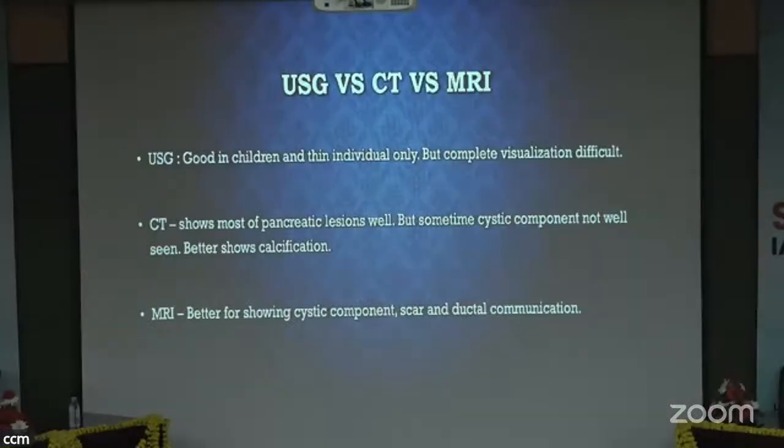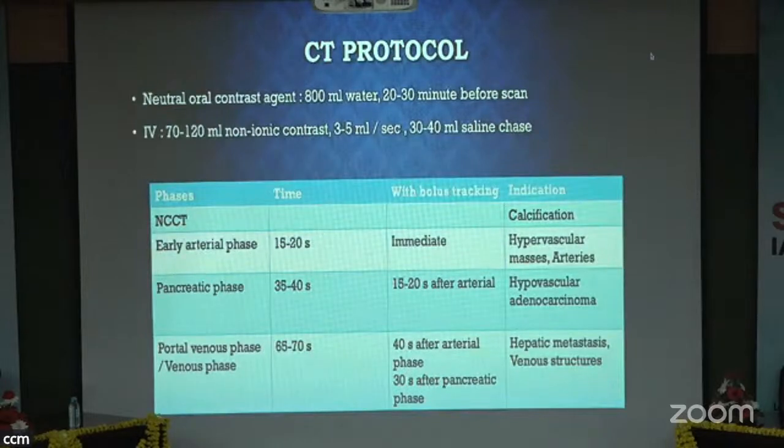Screening tool, but mostly we do CT scan, and MRI is done as a problem-solving tool, or if we want to delineate ductal complication or to show cystic component. So mostly for pancreas we are doing CT because it shows calcification well and vessels and all that can be nicely seen. So CT is mostly used.